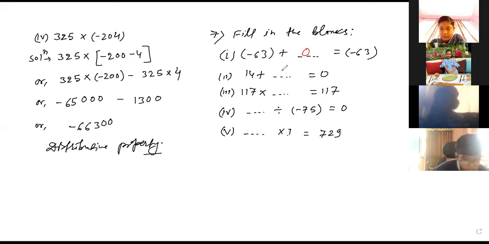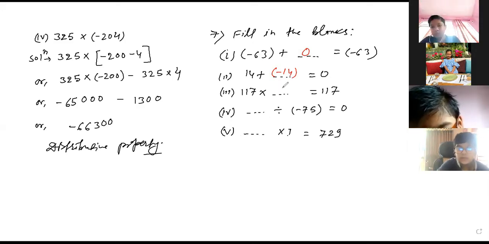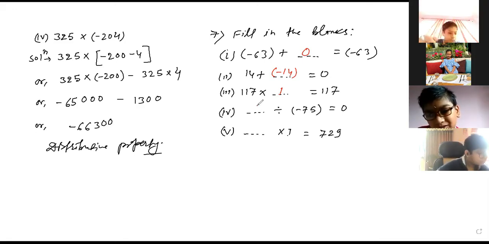Minus 14. Minus 14. Now Krishna, tell the answer for number 3. You're taking too much time. Just do it fast. Sir, 0. Wrong. Yes, Vardhan, tell the answer of this. Sir, 1. One only. Now Arav, very well. 0. Correct.